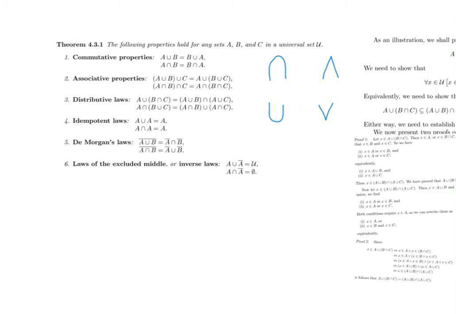A union A complement is the universal set, and A intersect A complement is the empty set. If you look back in chapter 2 at the inverse laws, it might be interesting to make the observation of what the universal set and the empty set correspond with in chapter 2.